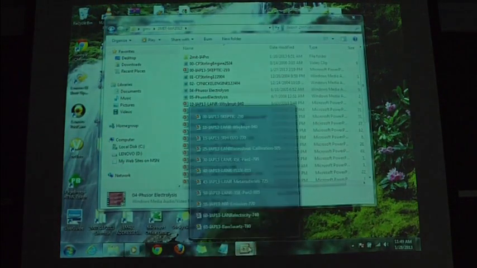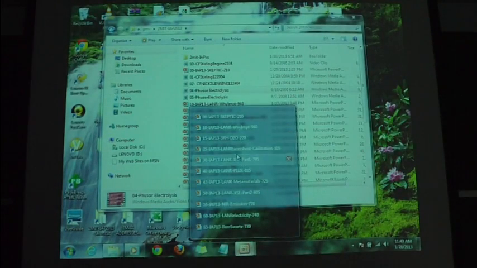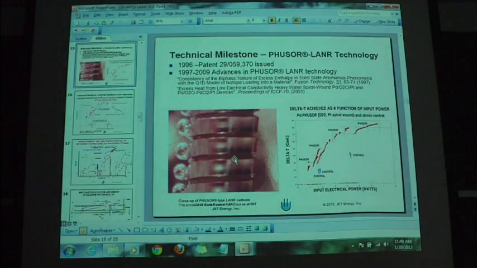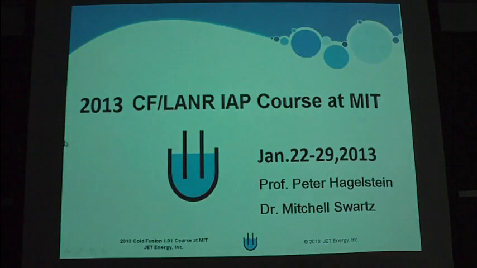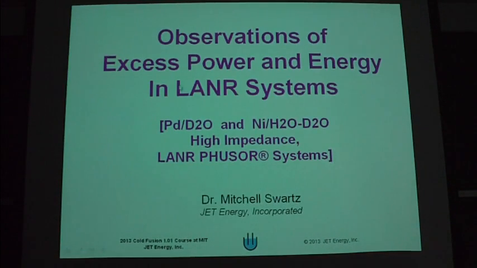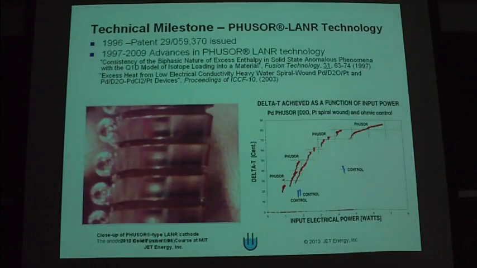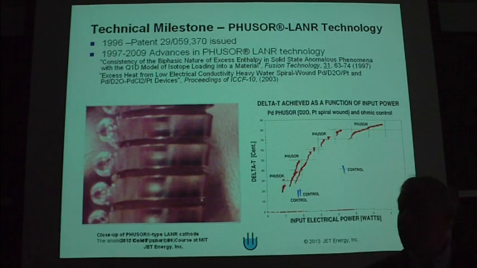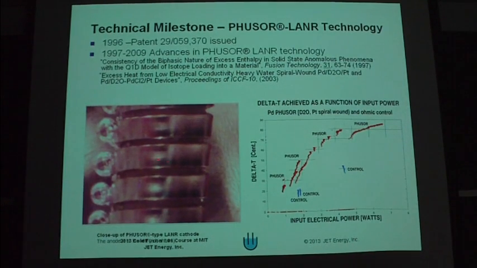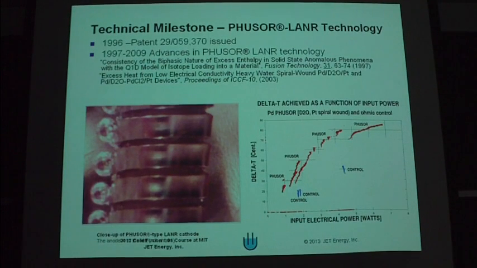Okay, let me go back to here. Okay, so here's our PHUSOR, and you know when you look at it, there's an anode that we're not showing way downstream. And this is a close-up that shows that it's active because we see the bubbling on one side, which you've now seen in the time domain. And this actually gave rise to this curve, which is what we showed at ICCF 10.